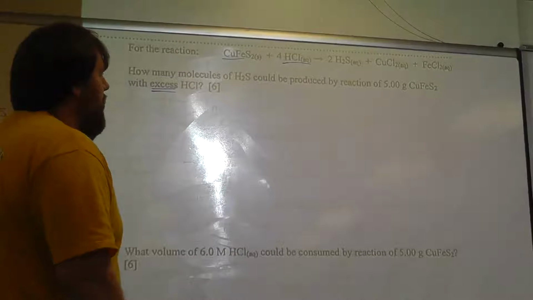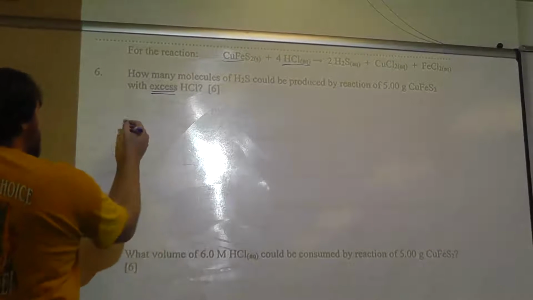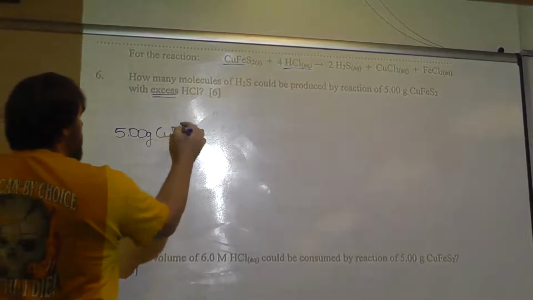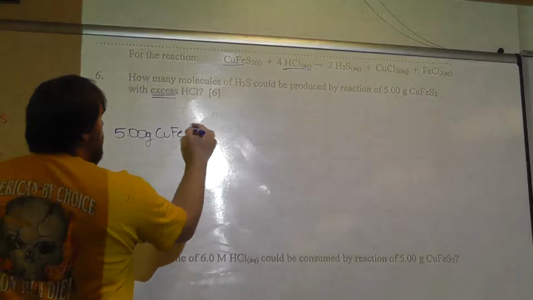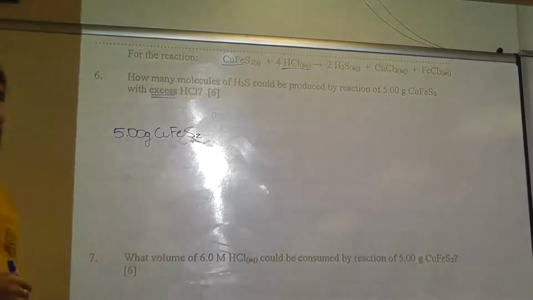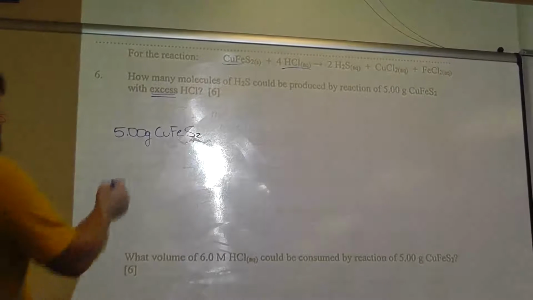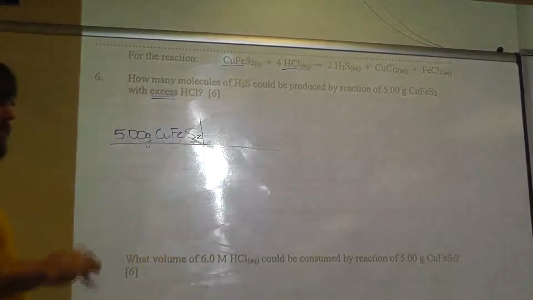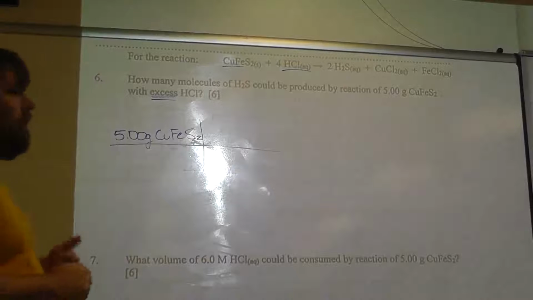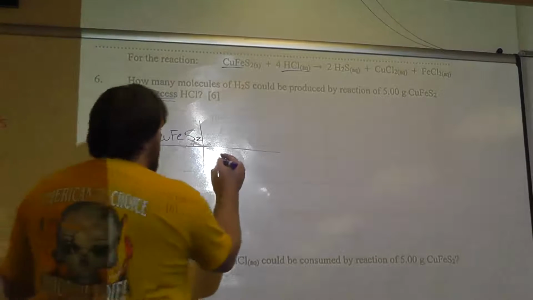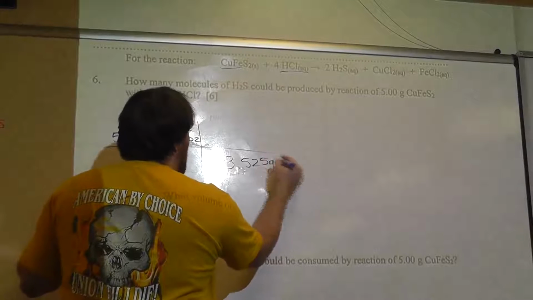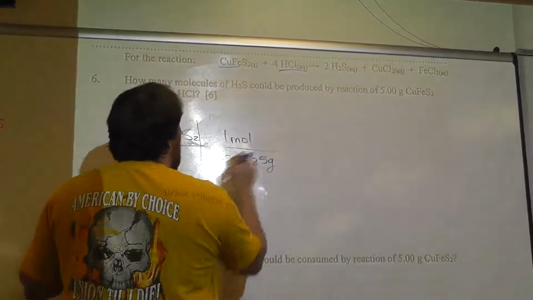Okay, so you're given your 5 grams of your copper iron sulfide. And we want to get that molar mass. Does someone have that off their test? Who has their test back? 183.525. And that'll be grams per mole.